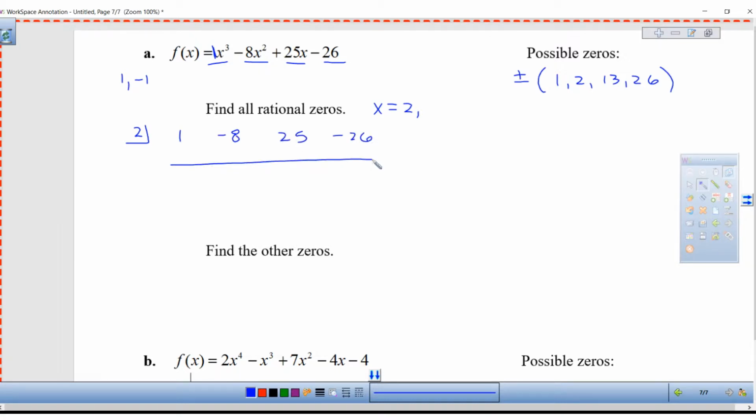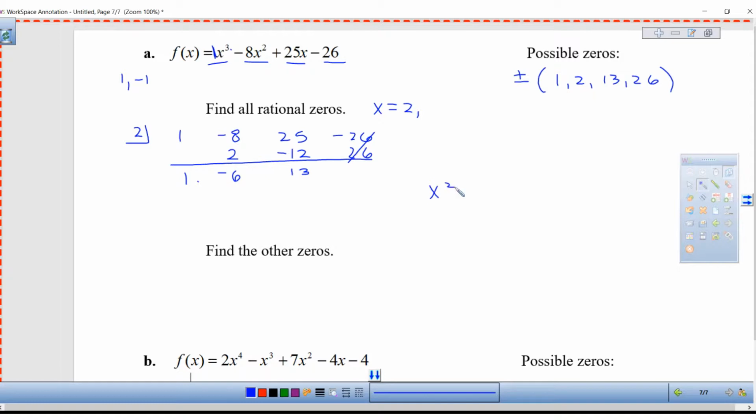Now take the 1 and bring it down. 1 times 2 is 2. Negative 8 and a positive 2 is a negative 6. Negative 6 times 2 is a negative 12. Combine, I get a 13. 13 times 2 is 26, and I don't have a remainder, and that's what should happen. Okay, now this was a third, so this guy's going to be a second.